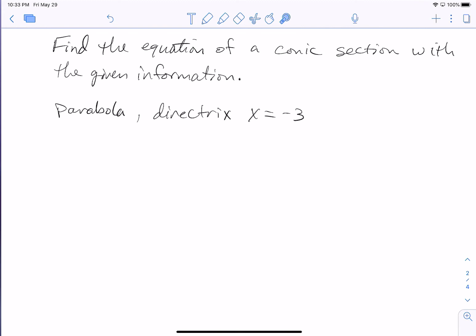Given particular information, we can come up with the equation of a conic section, and that's what we're asked to do here. We're told it's a parabola, and the directrix is x equals -3. Because it's a parabola, we know that the eccentricity e is equal to 1.